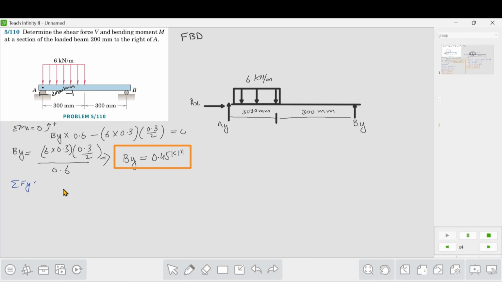Now we will take the summation of all vertical forces acting on this beam equal to 0. The force directed up will be taken as positive. So Ay is one reaction force and By is the other reaction force. These both are positive, and the UDL is negative. The UDL is found by length multiplied by weight per meter, so 0.6 multiplied by 3 equals 1.8. If I plug in the value of By, it becomes negative 0.45 minus 1.8, so Ay will become 1.35 kilonewton.